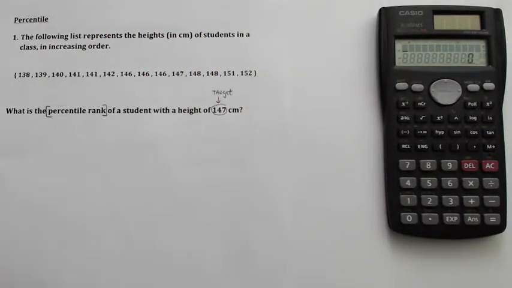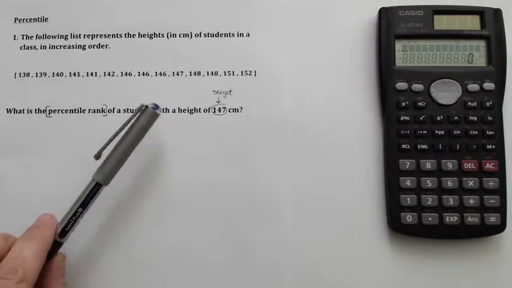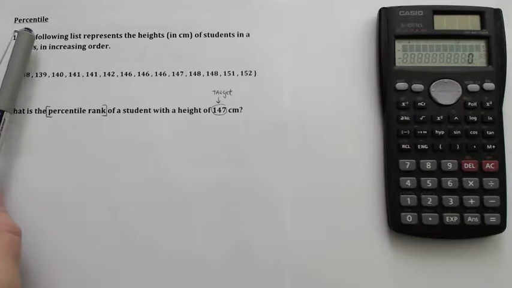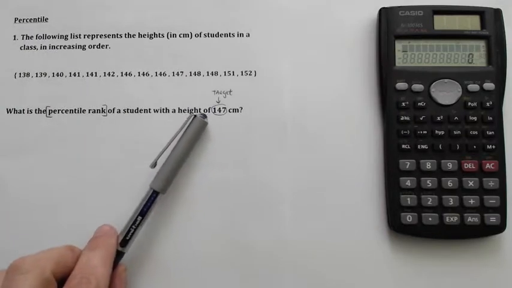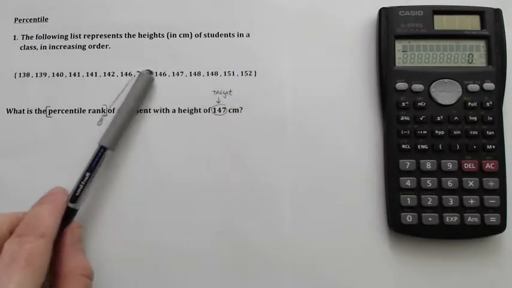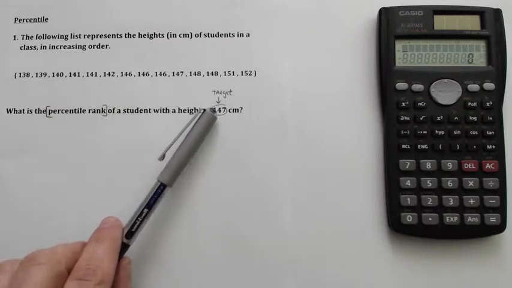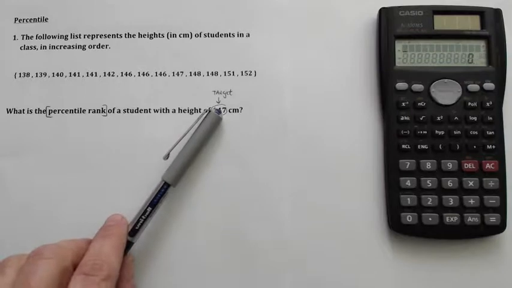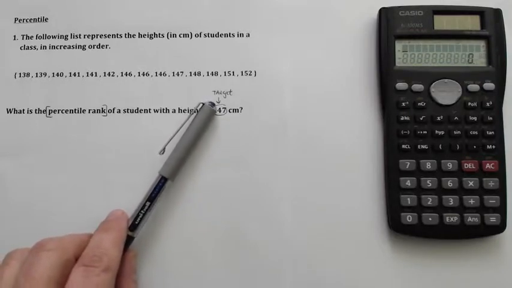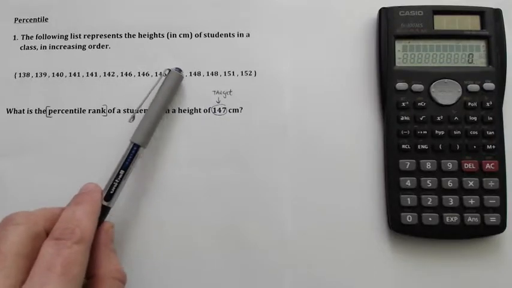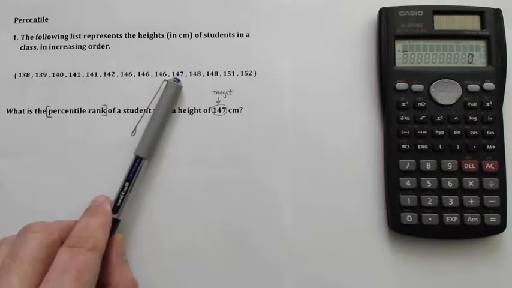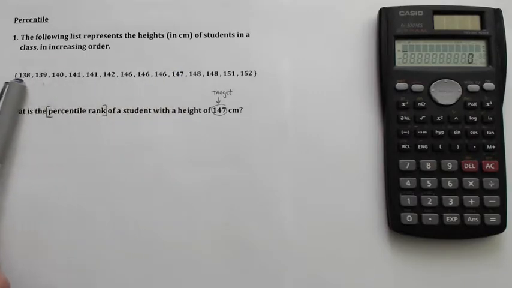Before we begin trying to figure out what that is, I want to remind you what a percentile is. What it really breaks down to is what percentage of the data points would somebody who is 147 centimeters tall be either greater than or equal to. So if you're this kid right here, we're asking you what percentage of the class are you taller than or the same as. It's kind of ranking yourself out of 100.